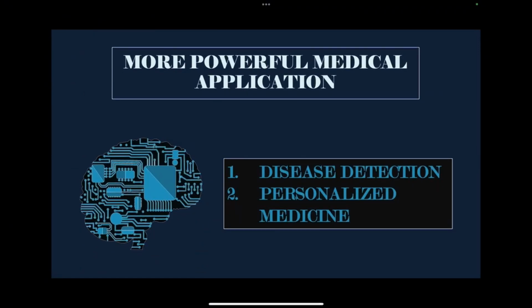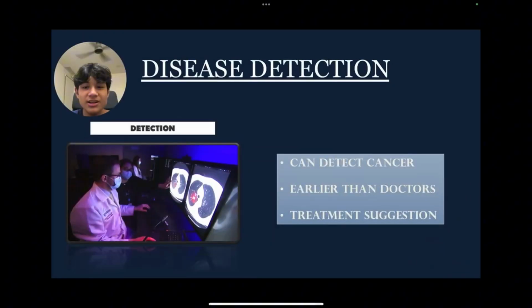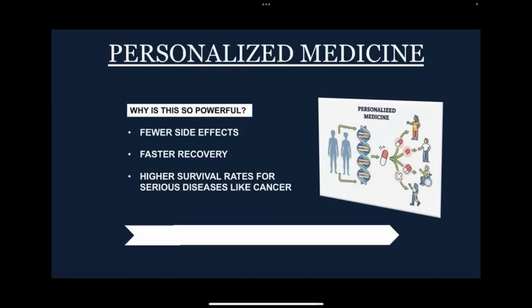Machine learning is also used for more powerful medical applications where disease detection and personalized medicine can be done. Using machine learning, cancer can be detected way earlier than doctors can, while the best treatment can be suggested as well. But why is this so powerful? Well, there are fewer side effects since medications are made based on patients' DNA, faster recovery, and higher survival rates.